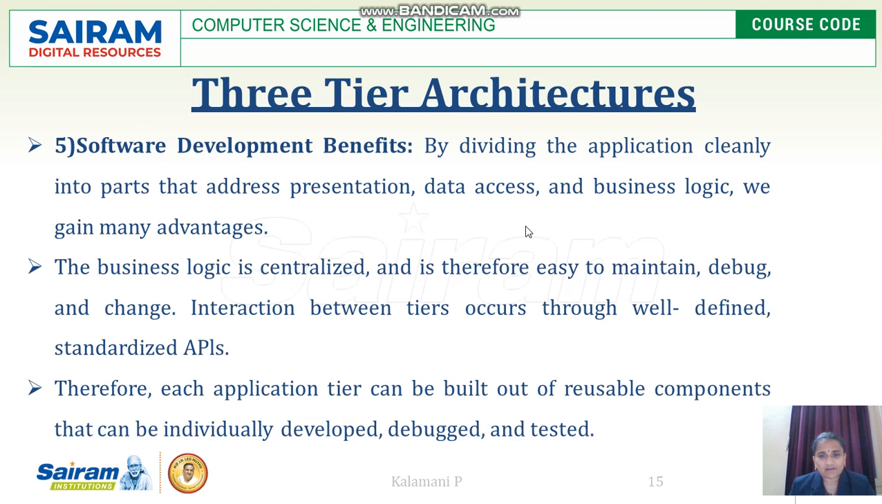The next is software development benefits. By dividing the application cleanly into parts, addressing presentation, data access and business logic, we gain many advantages. Many advantages are possible because of the three tiers. Debugging is easy, maintenance is easy, and if we want to make any changes, that is also possible. Testing, reusable components, reusability, everything is possible with three-tier architecture. That's the reason three-tier architecture has more advantages compared to two-tier and single-tier architecture. Okay, so that's all about three-tier architecture.